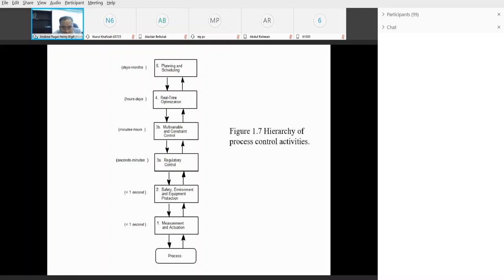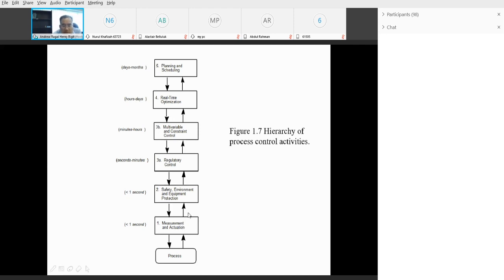We put more effort to understand what it means with multi-variable and constraint control and the real-time optimized sessions. Yeah, and towards management, they will lead to planning and scheduling. So what you have learned before together with Dr. Fikri in the earlier part of the course, before the MCO, we discussed a lot about measurements and actuations and the sensors.